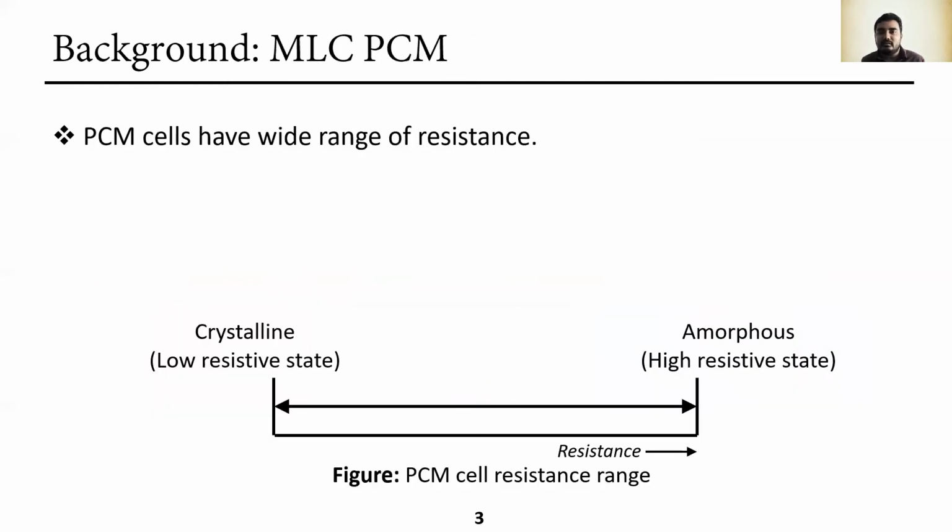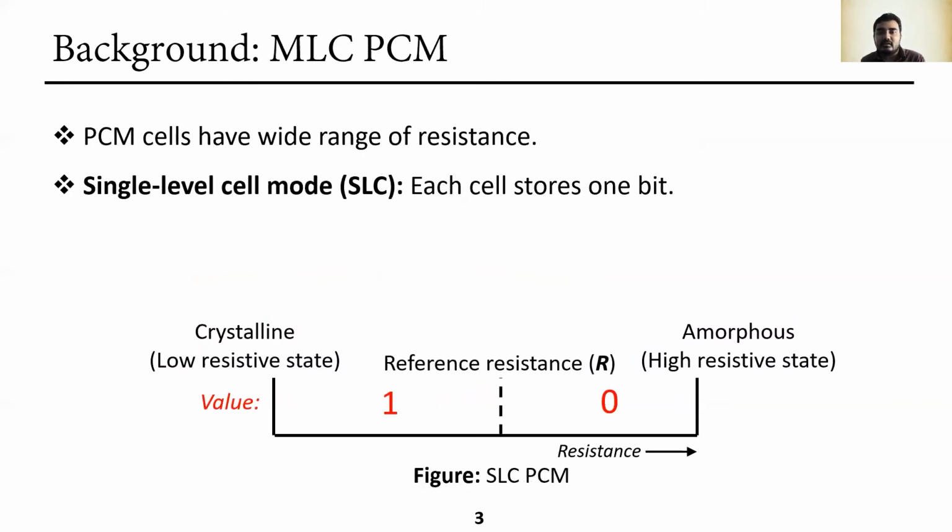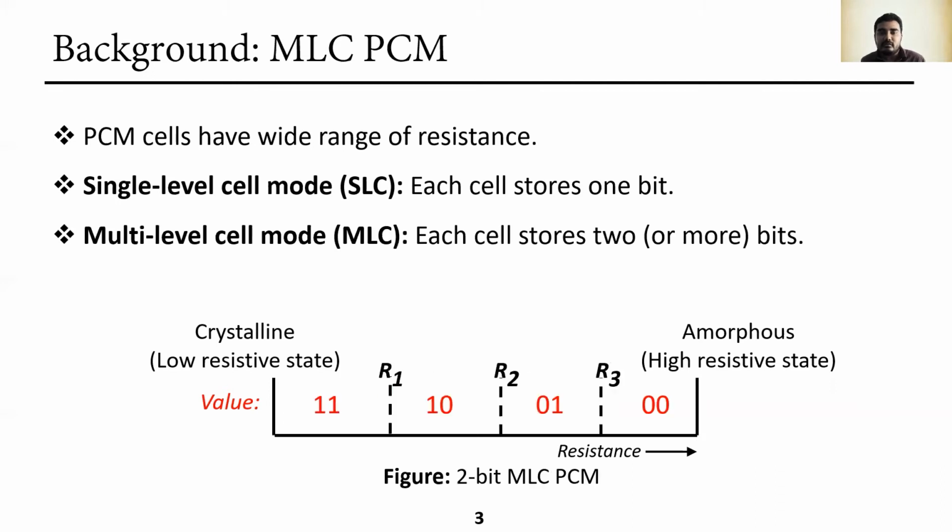Before diving further, let us first have a brief look at PCM memory technology. PCM cells generally have wide resistance range. In a typical single-level cell PCM, the resistive range is divided into two groups storing 1-bit value. However, this resistance range can be divided into more regions. For example, in a 2-bit MLC PCM, 4 resistive states are defined to store 2 bits per PCM cell, effectively doubling the capacity of the PCM memory.